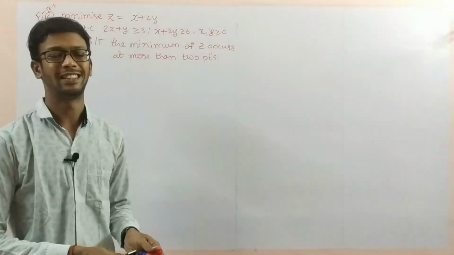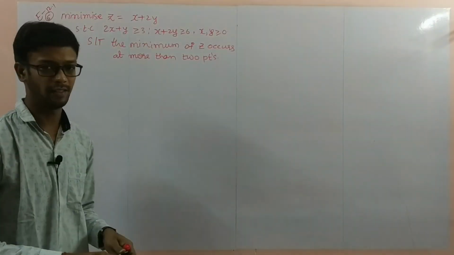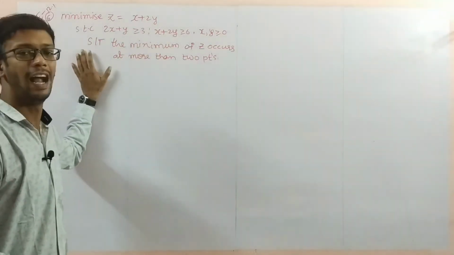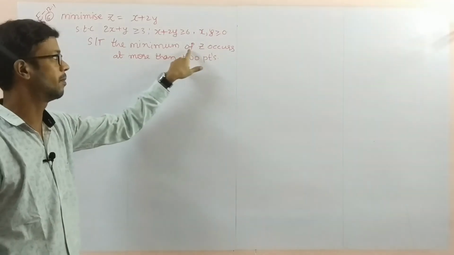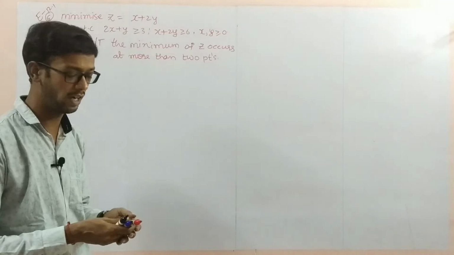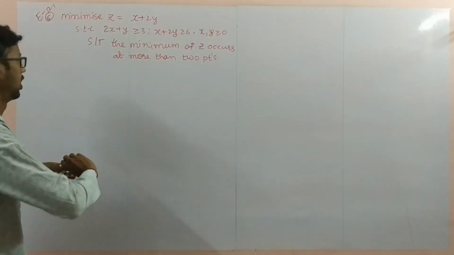Now, exercise problem number 6. You have to minimize Z subject to the constraints, and one more condition: show that the minimum of Z occurs at more than 2 points. The minimum value exists at more than 2 points, and that is what we have to show here.